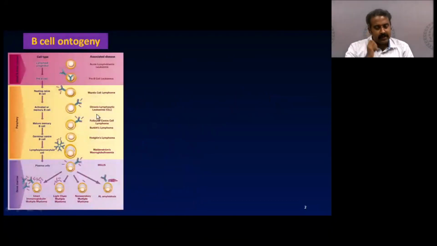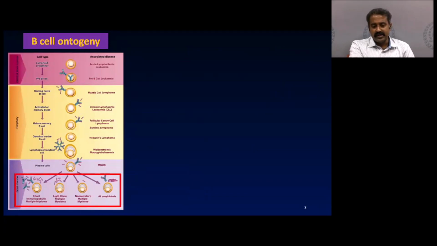So on the left panel, you see the ontogeny of the B cells. This is the normal development of the B cell. A B cell starts as a lymphoid progenitor or the B cell lymphoblast, and through the various steps of differentiation and maturation, it finally becomes what is known as the mature plasma cell. A plasma cell is the mature form of a B cell. And at various stages, you can see on the right side the diseases that are associated with the B cells in the various steps of their differentiation and maturation.